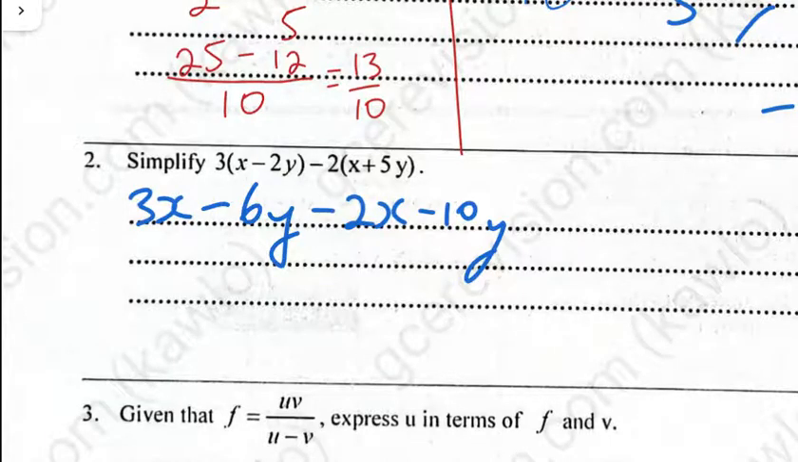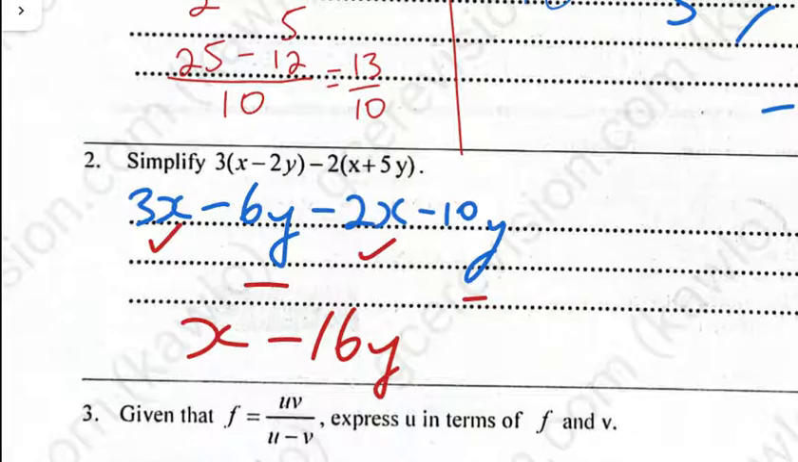Are there like terms? Yes, we have some like terms here. Negative 6y and negative 10y are like terms. As well, 3x and negative 2x are like terms. So 3x minus 2x is x, and negative 6y minus 10y is negative 16y. So the result is x minus 16y.